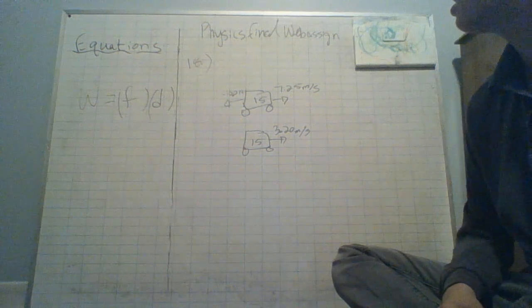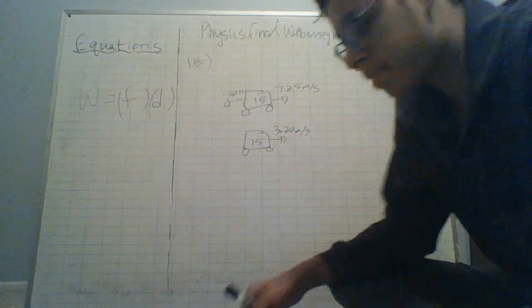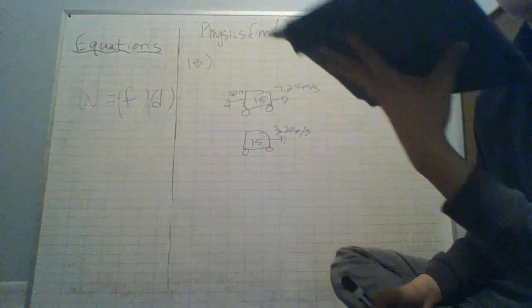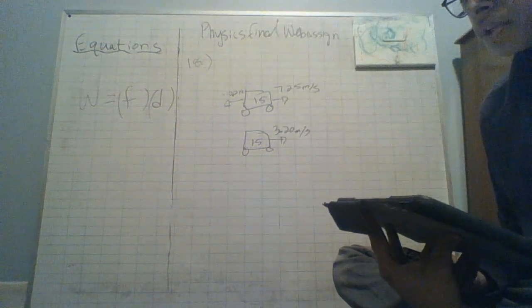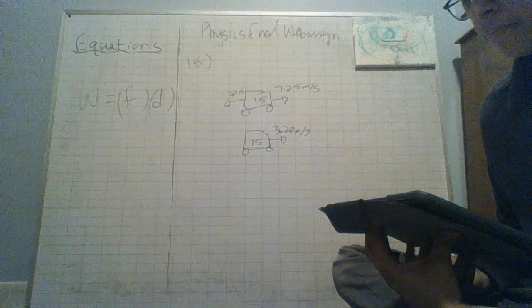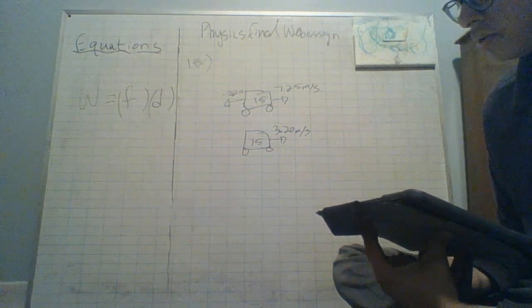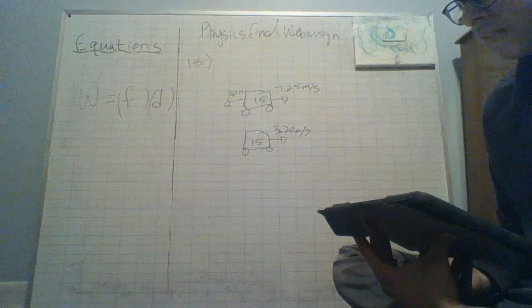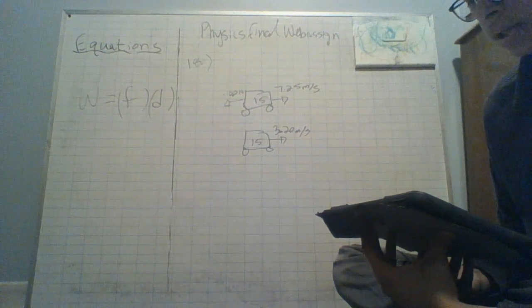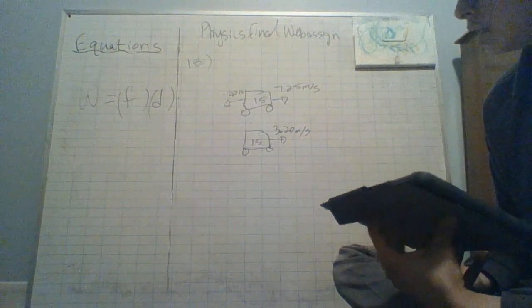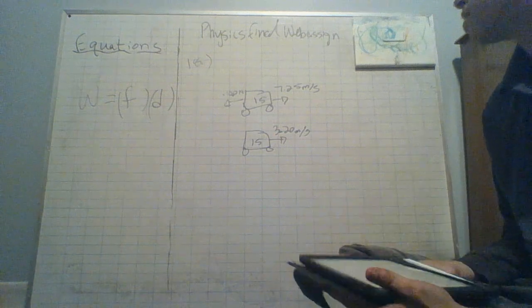How's it going, guys? This is number 18 on the website, and it reads, a 15 kilogram cart is moving with a velocity of 7.25 meters a second down a level hallway. A constant force of negative 10 newtons acts on the cart, and its velocity becomes 3.20 meters a second. Assume that air resistance is negligible.